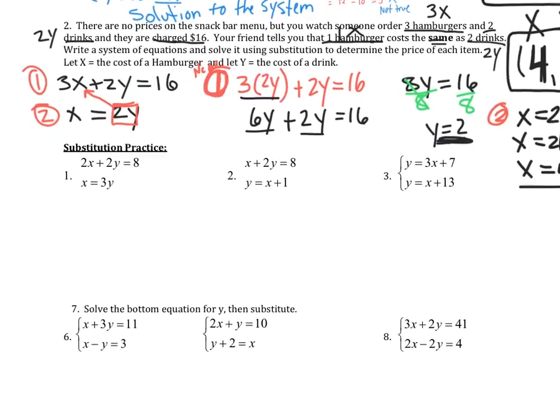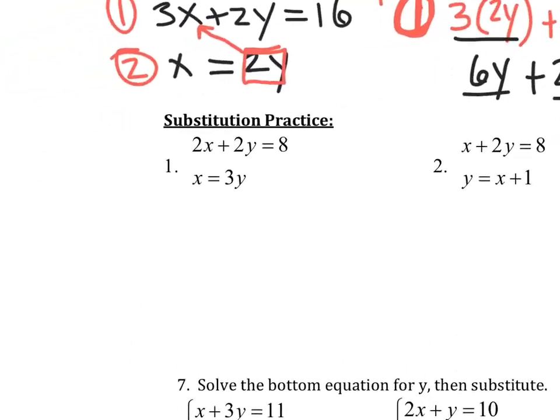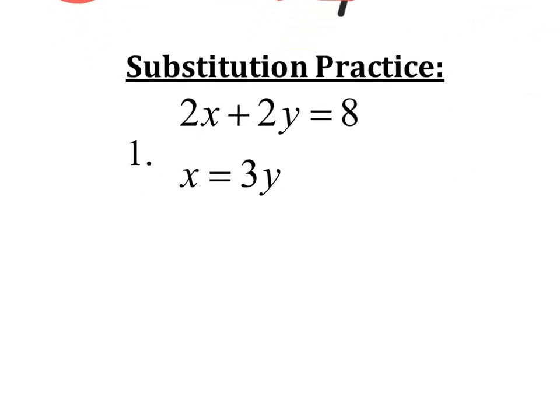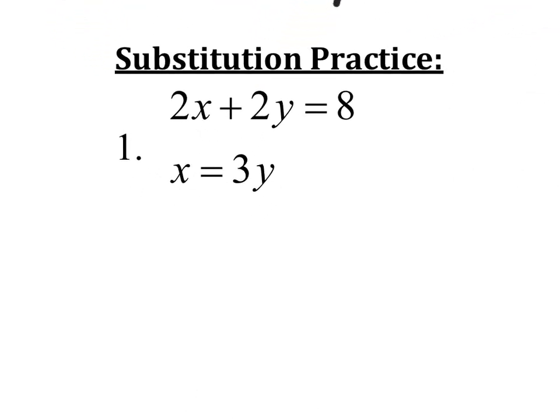All right, so we're going to do a little substitution practice with that. So let's go ahead and look at the next one. There's no context to this one. We're not talking about hamburgers or drinks, but we could have a context to this. This could model some sort of real life situation. So remember, the goal in substitution is you look at equation 1, you look at equation 2, and you decide to yourself, is one of the variables solved for? And in this case, yes, one variable is solved for in equation number 2.